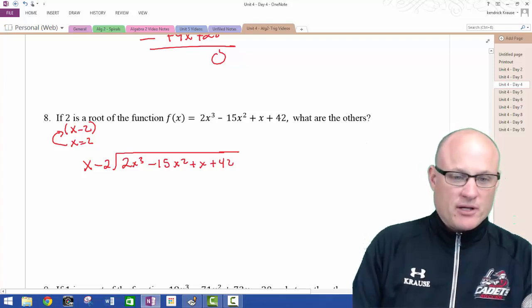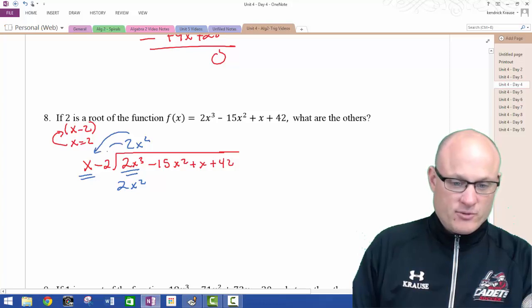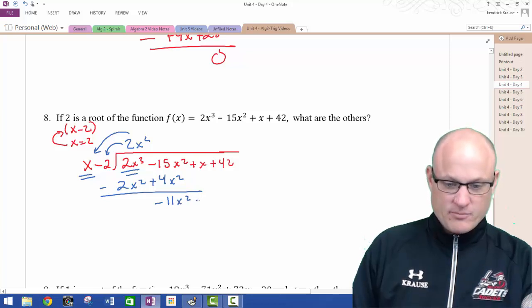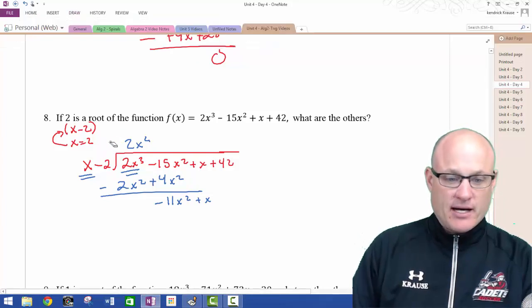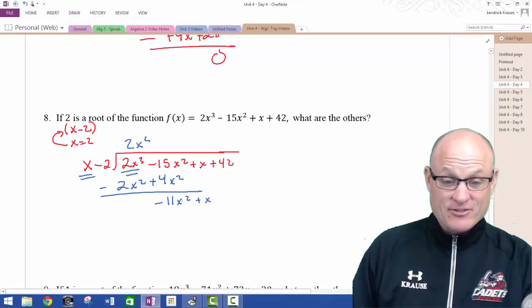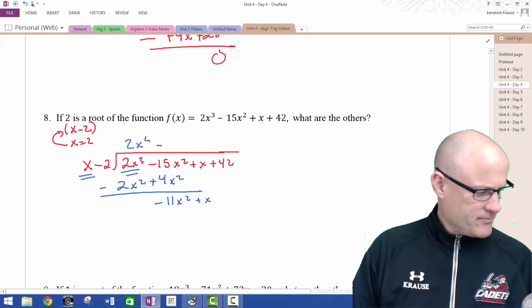What do I have to multiply x by to get 2x cubed? Well, that would be 2x squared. 2x cubed. And 2x squared times negative 2 is minus 4x squared. Subtract, add, and I get negative 11x squared. Bring down the x plus x. And then what do I have to multiply x by in order to get negative 11x squared? Well, that's not bad. That seems weird.